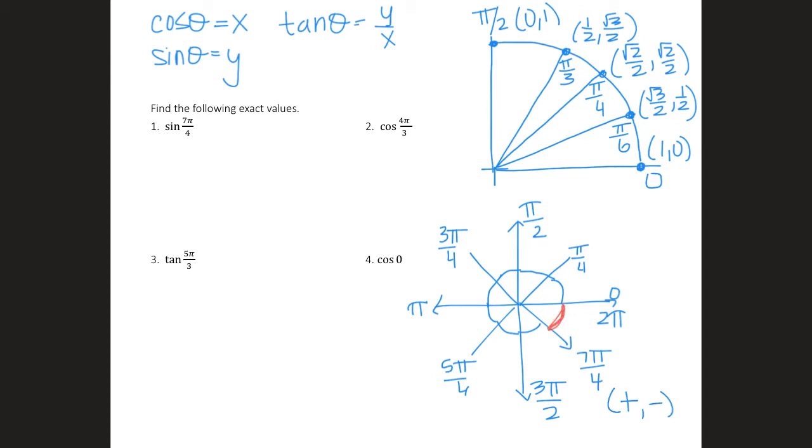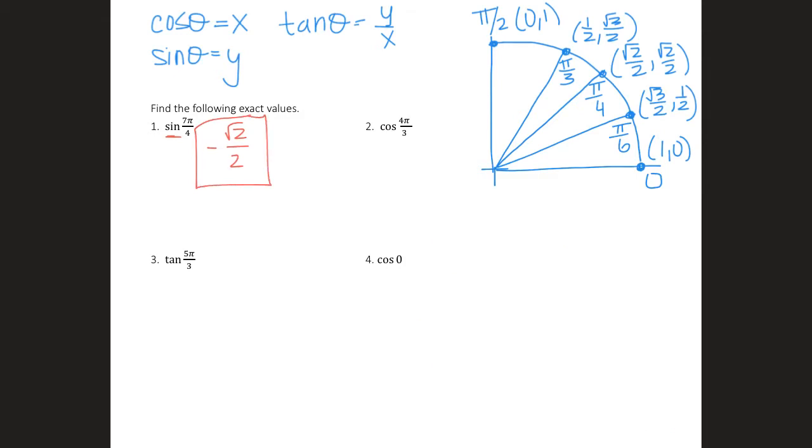So then I can go to the first quadrant and look at pi over 4. Look at that coordinate, and I want sine, which is the y value, which is root 2 over 2. But since I'm in the fourth quadrant, the y value is negative, so I'm going to put negative root 2 over 2, and that's my answer.